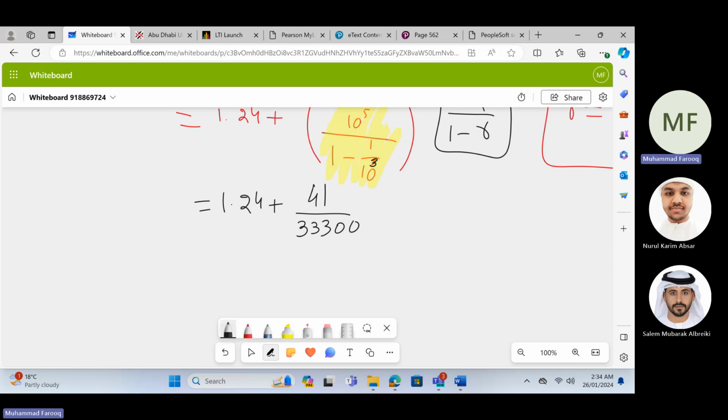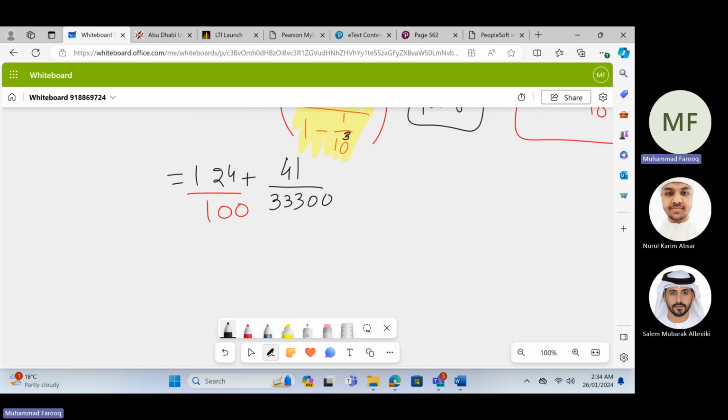which is not allowed. So do one thing: change this into a fraction, divide by 100. So 1.24 means 124 by 100. Can you write 1.24 like that? Okay, now make a common denominator. Here is 33,300, here is 100. How can I make these the same? Multiply by 333, also up, so that you get the same common denominator.